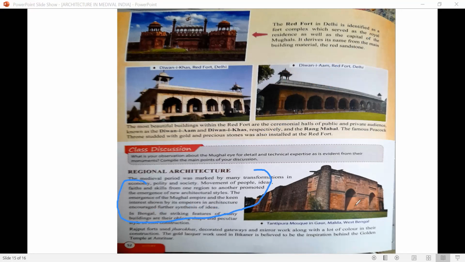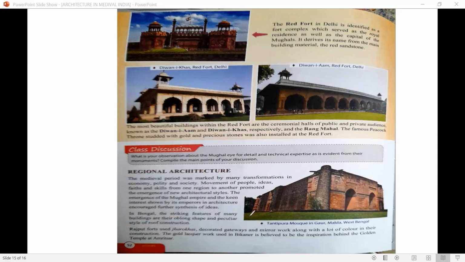So the emergence of the Mughal Empire, and if we talk about the emperors, they brought new architectural symbols and new architectural styles, which encouraged them to build more and more of their things, such as forts, mosques, tombs, gardens, etc. Okay, and hope this para is clear to you. And after that, there are some examples given which we have to learn.